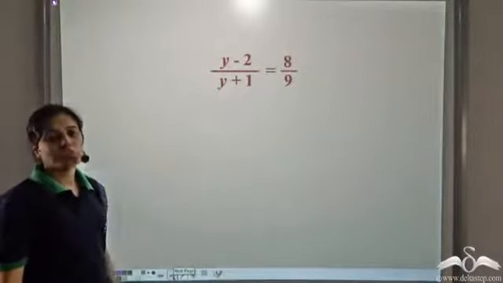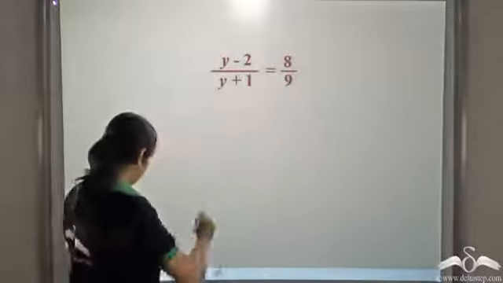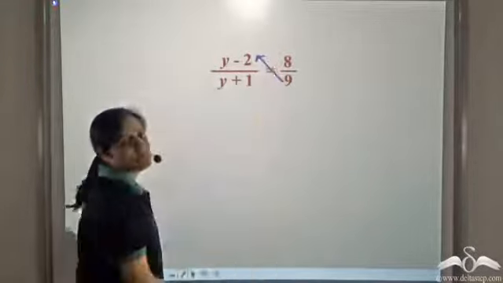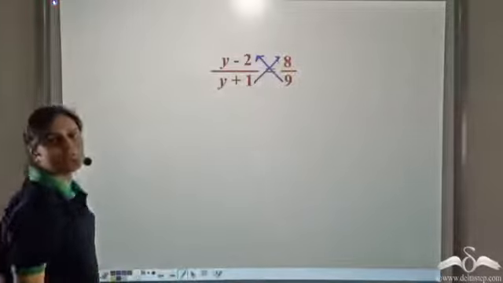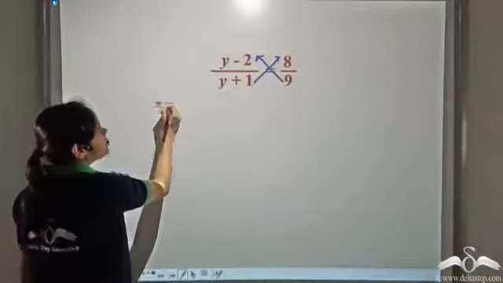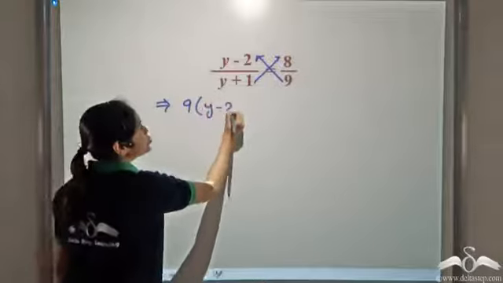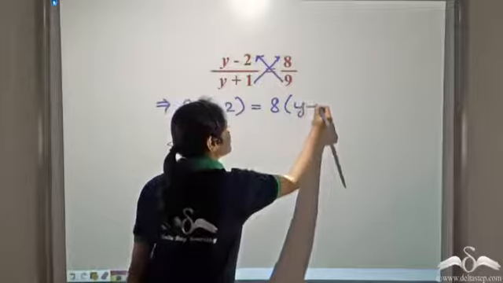Now solve this using cross multiplication. So we have two fractions. So we take 9 here and y plus 1 here. So we get 9 into y minus 2 is equal to 8 into y plus 1.